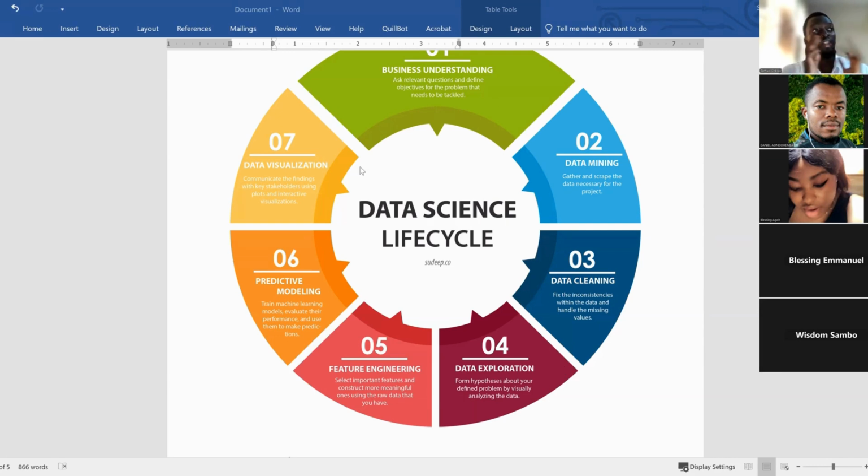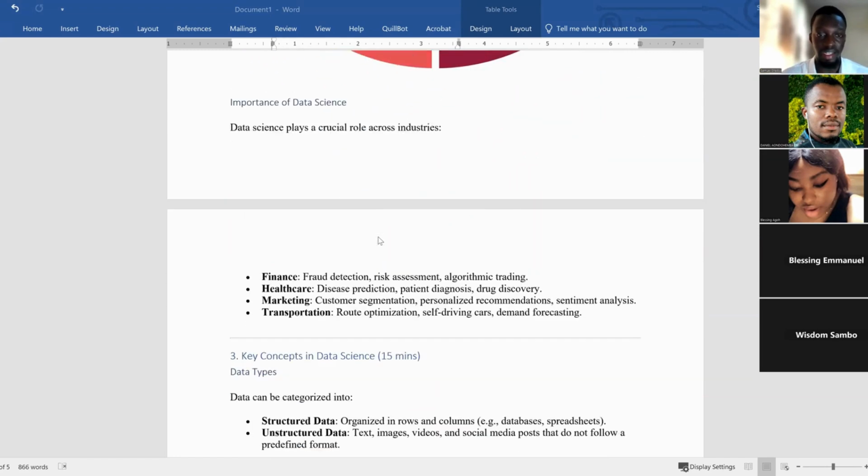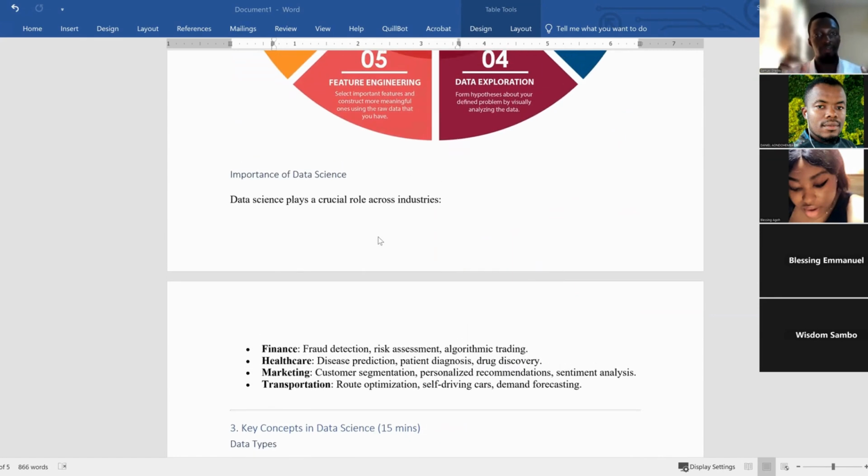So there are crucial industries where data science is very pronounced. We have the finance industry, we have the healthcare industry. Healthcare is a very major thing. So doctors, I saw something like public health admin or stuff like that. Data scientists are really needed in those areas. We have marketing, we have transportation. Very, very important, guys. I have them here. Look at it: finance, healthcare, marketing, transportation.